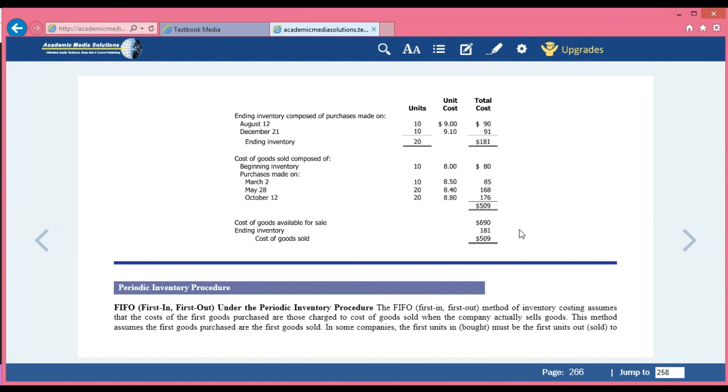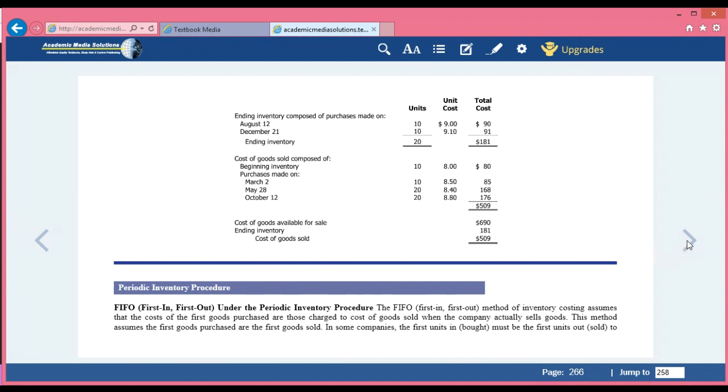How are you going to do that? So accountants have come up with two primary ways. There's a third that's not used so often that I'll go over. And these are called inventory procedures. This is under periodic: first in, first out, or last in, first out. So we're going to do first in, first out first.